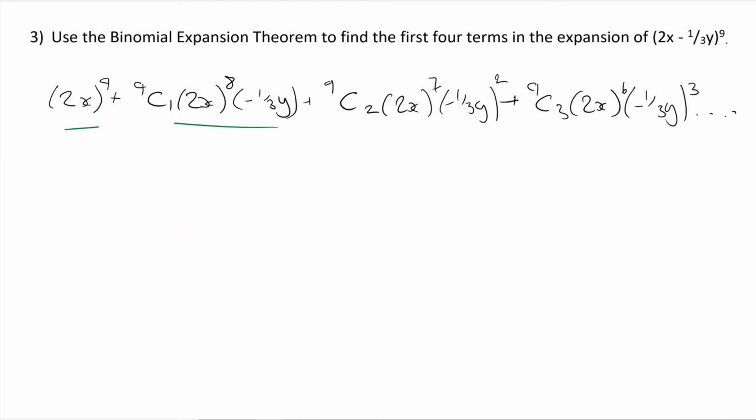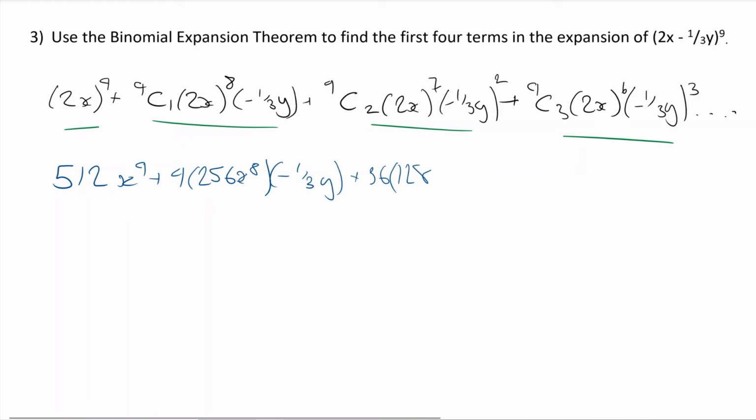Again, we can go further on, we don't have to. They only want the first 4 terms. And now to simplify this further, make it more nice. 2x to the power of 9 simplifies to 512x to the 9, plus 9c1, which is 9, times 2x to the 8, which is 256x to the power of 8, multiplied by minus a third y. For the next term, we add on 9c2, which is 36, multiplied by 2x to the 7, which is 128x to the 7, multiplied by minus a third y squared, which gives us 1/9 y squared.